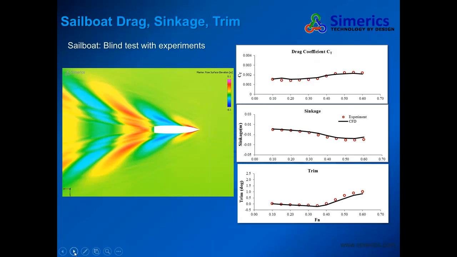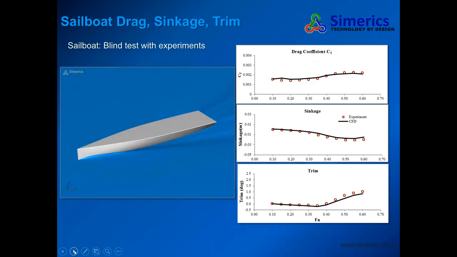Here is another example of a sailboat, and here is how the free surface looks. You see it's very clear with our high-resolution interface capturing algorithm.